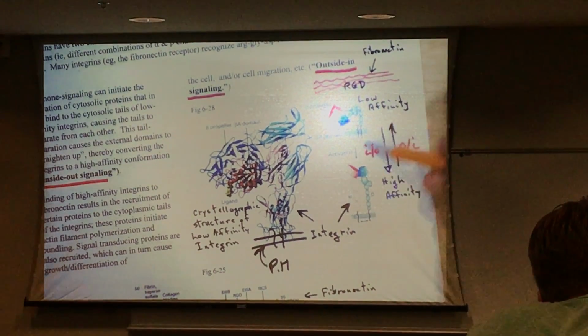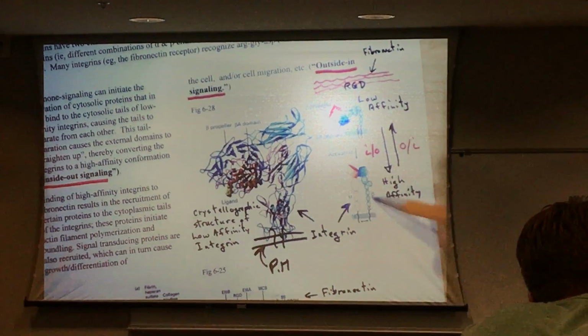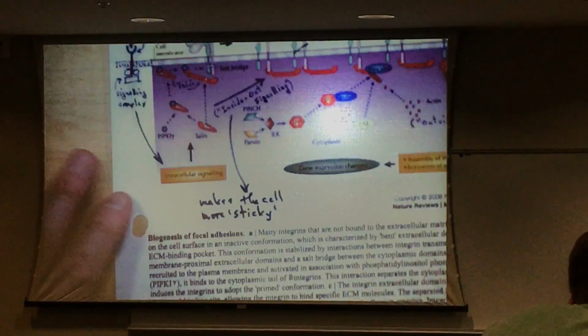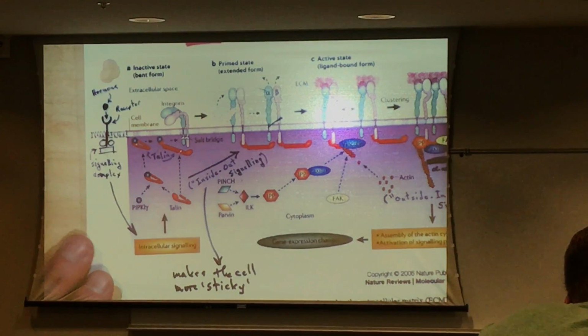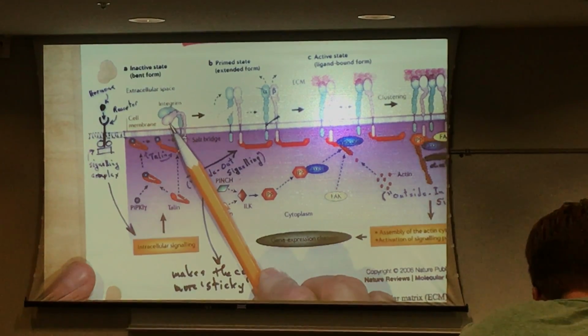So this is a signal coming from the outside world binding here, causing these guys to change their shape a little bit and initiate signal transduction events. So let's take a look at more detail of what I mean by this. Okay, so here is integrin in its low affinity state.